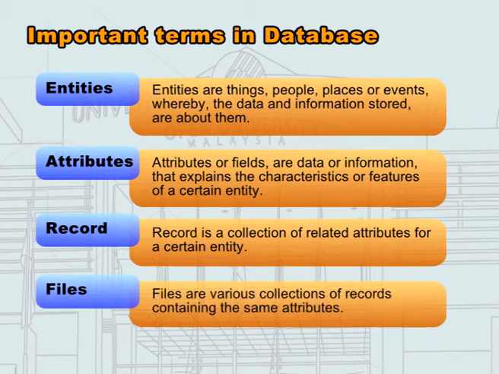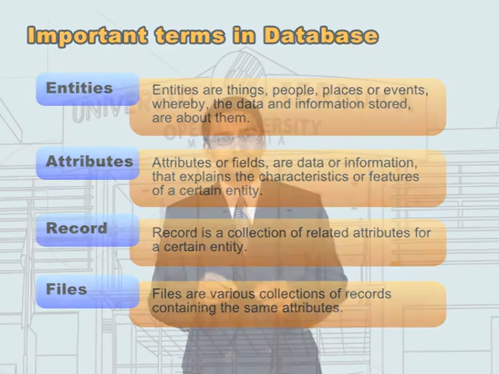4. Files are various collections of records containing the same attributes. For example, a file of first-year students is all the records of Year 1 students in the Faculty of IT and Multimedia Communications. I hope by now you are able to grasp the differences between entities, attributes or fields, records and files.